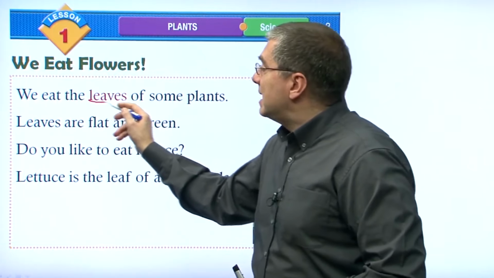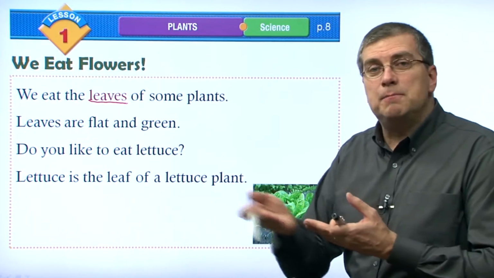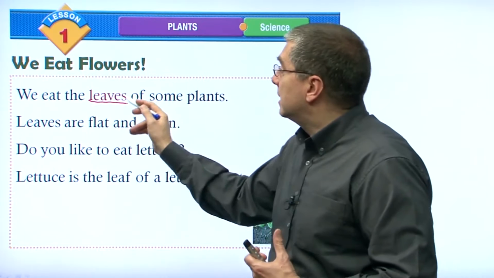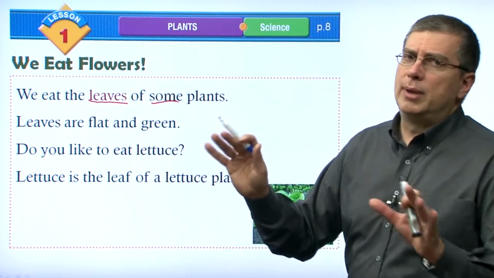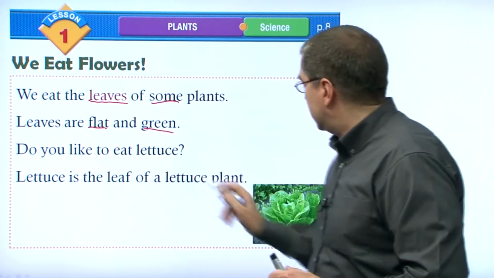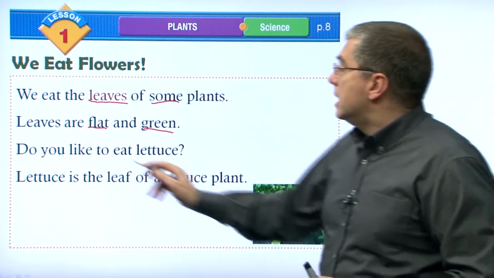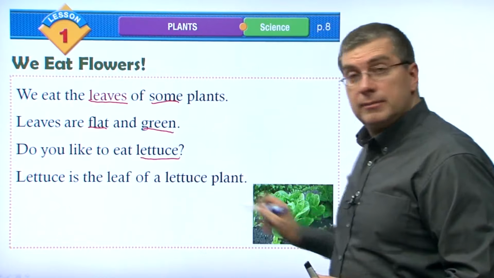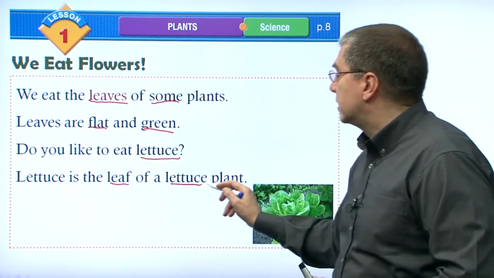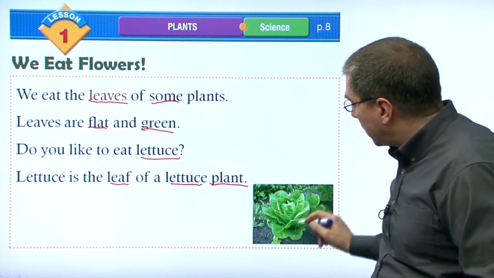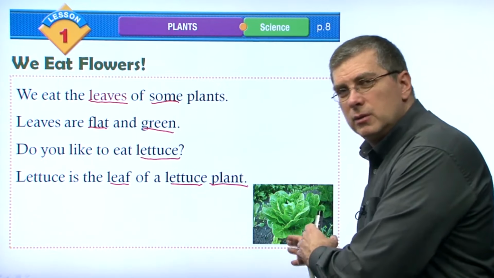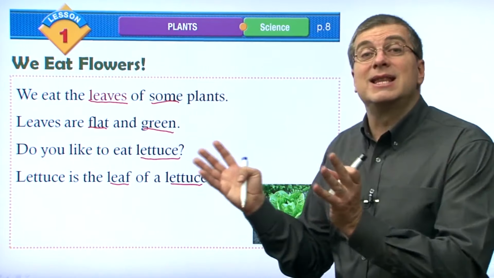Okay, another example. We eat the leaves, the flat green part of the plant. Many plants we eat the leaves. We eat the leaves of some plants, not all plants, but some plants. Leaves are flat and green, as we can see here. Do you like to eat lettuce? This is lettuce. Lettuce is the leaf of a lettuce plant. So the leaves are very big. In the case of the lettuce, we don't eat the roots, we don't eat the stem, we eat the leaves.